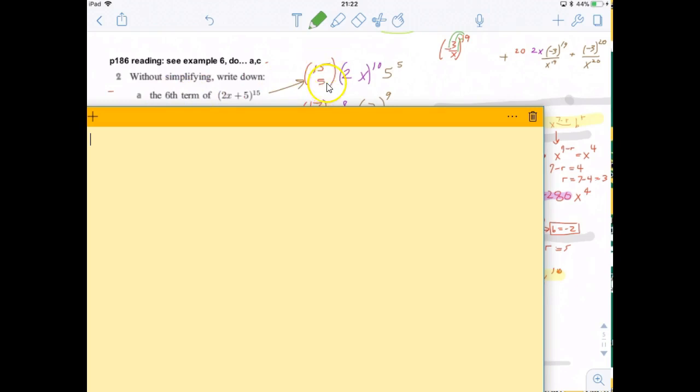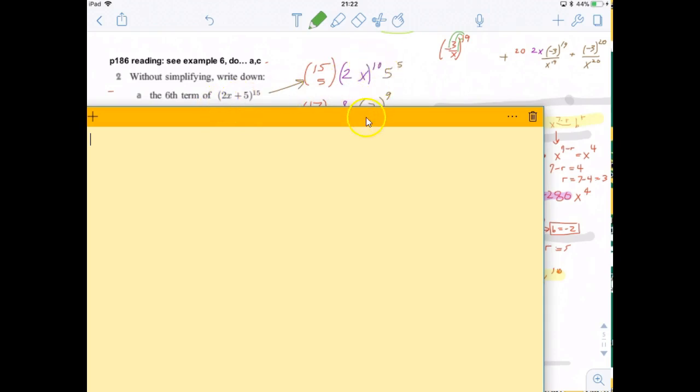Because remember, this is n choose r. So 15 choose 5. Why 15? Because n equals 15. Why 5? Because it's the 6th term, and the 6th term is r equals 5. Then I put the a value, which is 2x in parentheses, to the 10th power. Why did I put the 10th power?